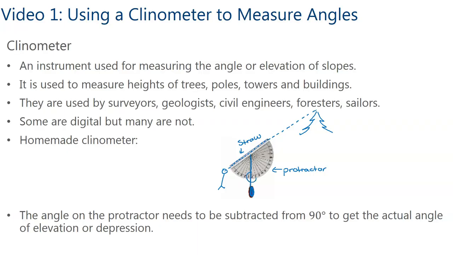So we're interested in this angle here. Now the angle on the protractor needs to be subtracted from 90 degrees to get the actual angle of elevation or depression. So if this read at an angle of 62 degrees, then the angle of elevation would be 90 minus 62, which is 28 degrees. So that's the angle measurement we would use in our calculation.